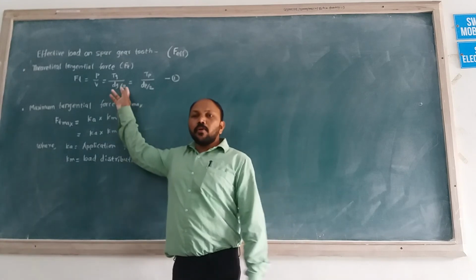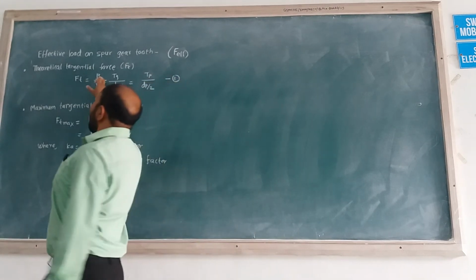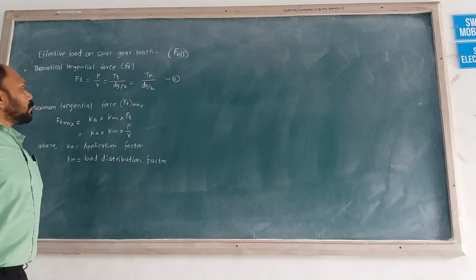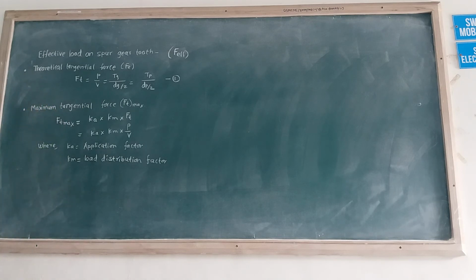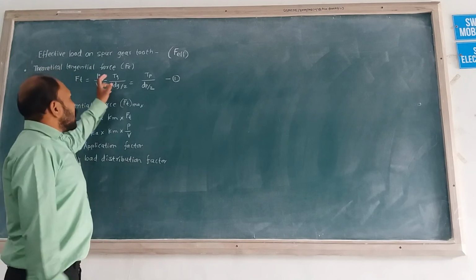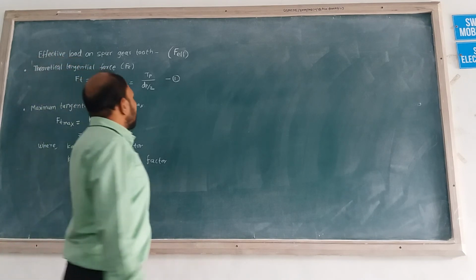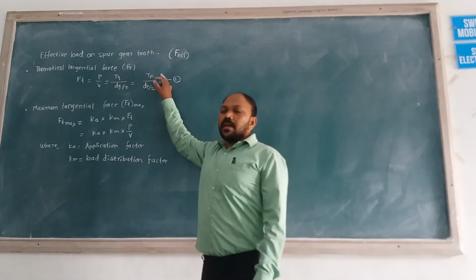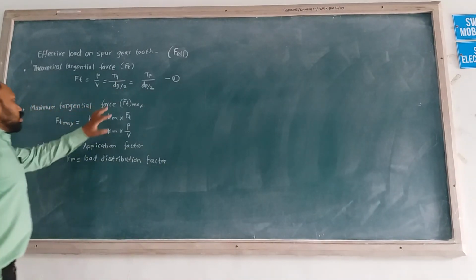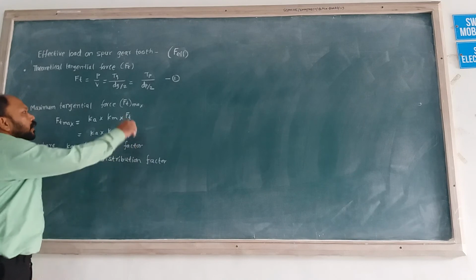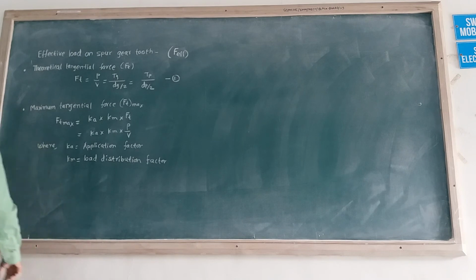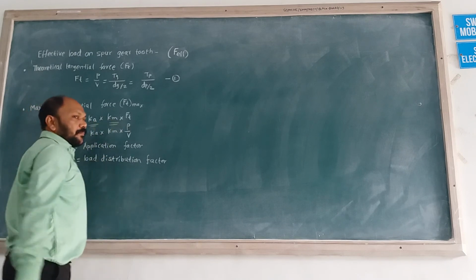Ft, we already discussed. Ft is equal to power upon pitch line velocity v, which is equal to Tg upon dg by 2, which is equal to Tp upon dp by 2. Tg is the torque acting on the gear, dg is the pitch circle diameter of the gear, Tp is the torque acting on the pinion, and dp is the pitch circle diameter of the pinion. Now the maximum tangential force, Ft max, is equal to Ft as it is, but along with that Ft we take two more terms, Ka and Km.